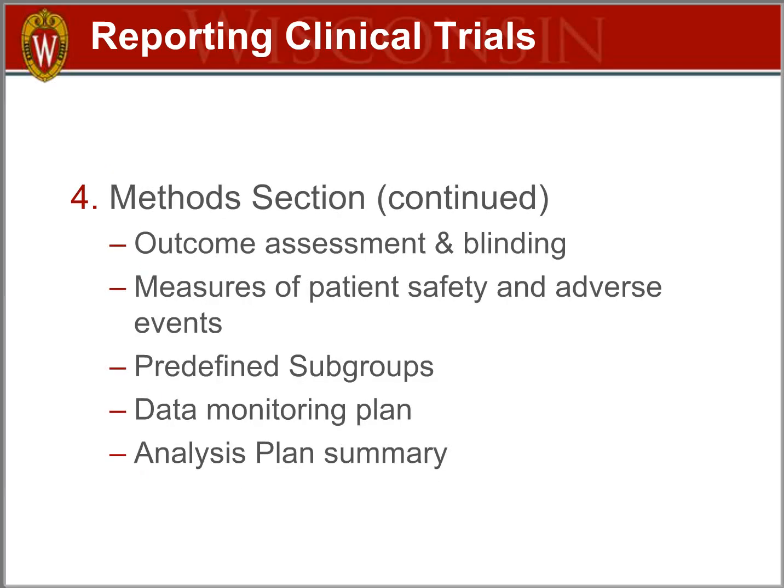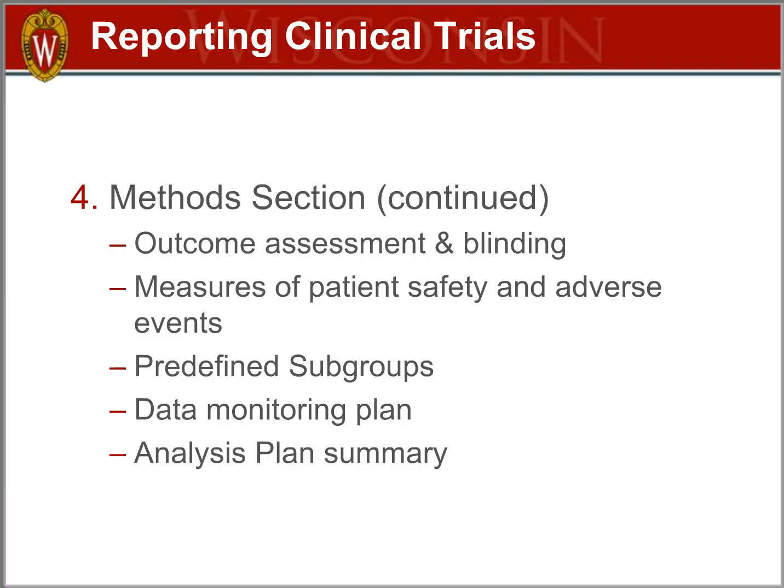Moving on to other issues, we need to define the outcome assessment and blinding if it was appropriate. Measures of patient safety and adverse events. Were there predefined subgroups? And were they ranked and limited? We talked about in the current setting that we must have a monitoring plan for our trial. Some trials, phase 2 trials, may in fact require a data monitoring committee, a very elaborate plan. And finally, we need to define ahead of time what the analysis plan was, at least in a summarized fashion.